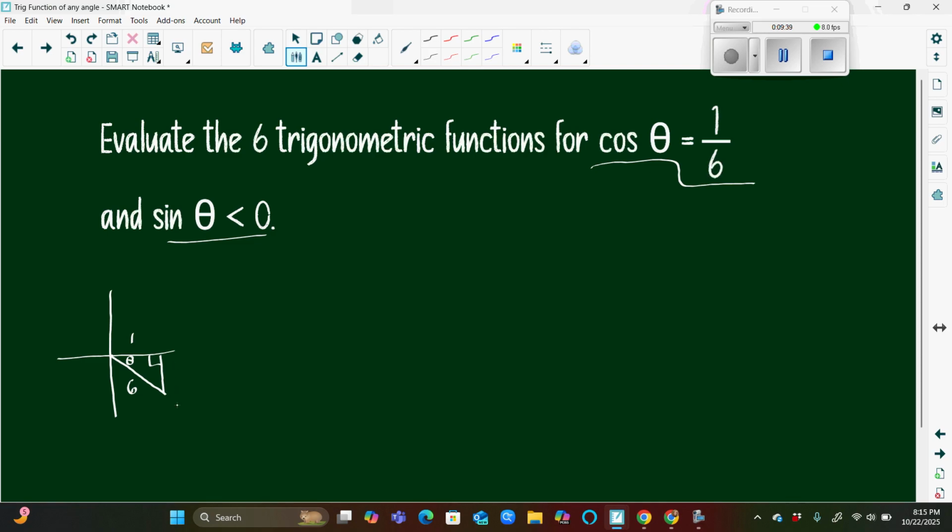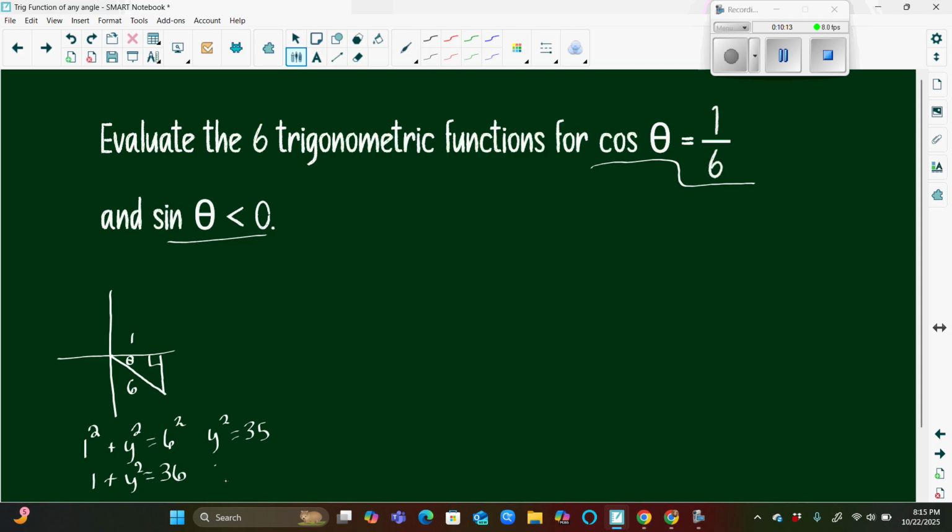So now in this case, we know the hypotenuse. We know the radius. We have to find the y. So I would set this up and say 1 squared plus y squared equals 6 squared. So 1 squared is 1, so 1 plus y squared equals 6 squared, which is 36. And if I subtract 1 from 36, I get 35. So y squared equals 35.